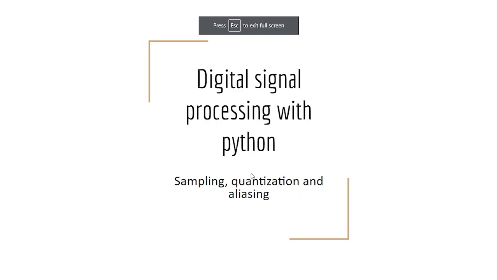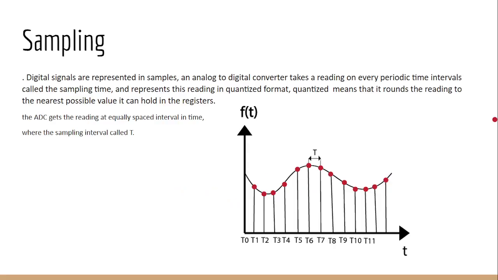Hello everyone. Today we are going to talk about our first lecture in our course Digital Signal Processing with Python. We will start with the very basic fundamental concepts like sampling, quantization, and aliasing. You will hear them a lot when you deal with digital signal processing, whatever the tool you are using, Octave, Python, or MATLAB. So let's take them one by one and introduce them.